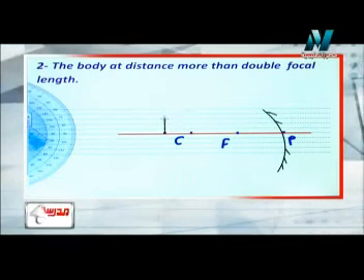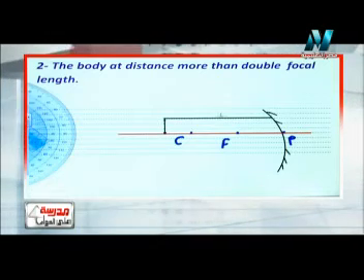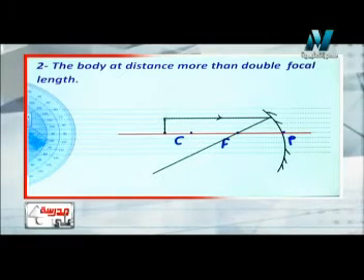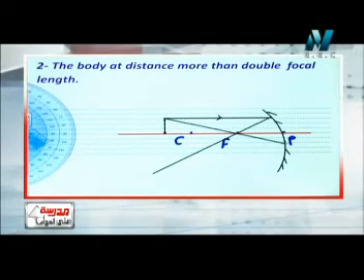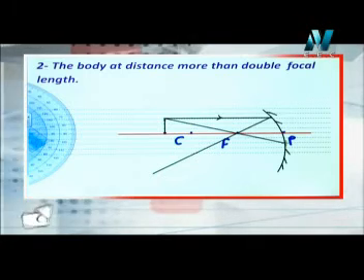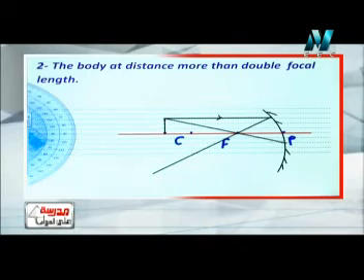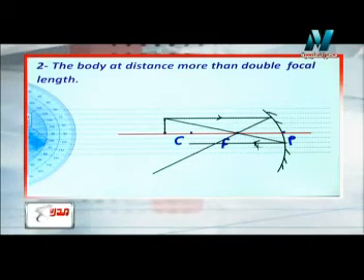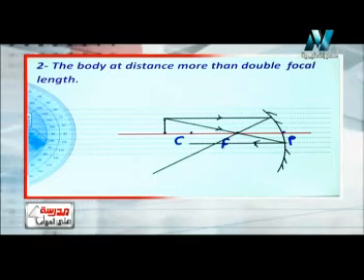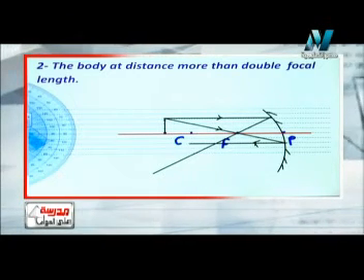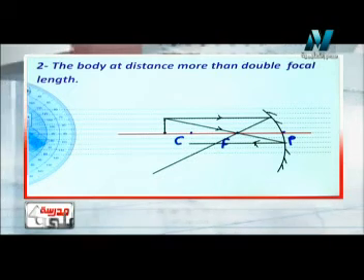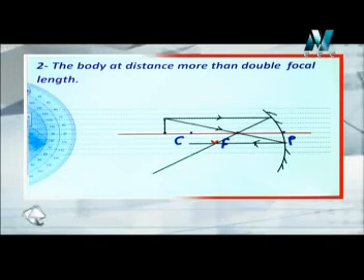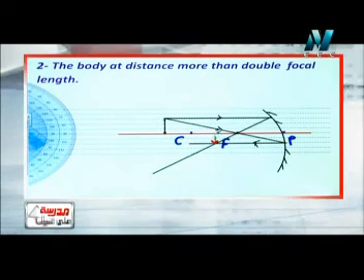Then the first light ray parallel to the principal axis. This light ray will reflect through focus. The second light ray passes through focus, and it reflects parallel to the principal axis, like that. As you see, we can mention the properties of the image. The image is here at this point, at the point of intersection, like that. So the image is here.